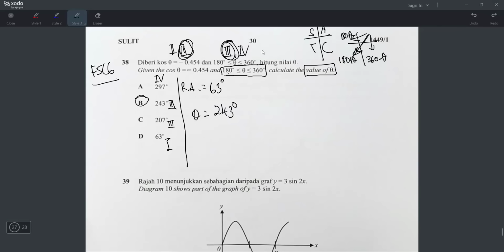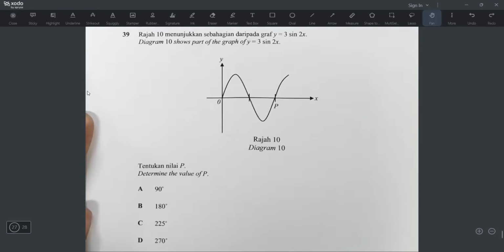Because cos is negative, it cannot be in quadrant 4. In quadrant 4, cos must be positive. That's why you only take the quadrant 3 answer, which satisfies both conditions here. Okay, all right, hope you understand.